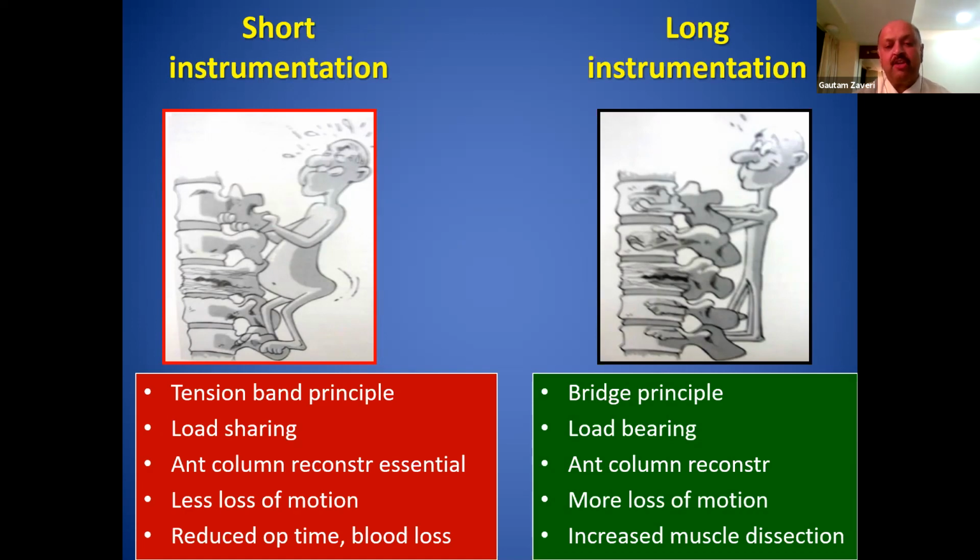A longer instrumentation means that if you have to fix two levels above or below or anything more than that, this works on the bridge principle, where the bridge plate spans a weak area. But when you are spanning a weak area, you require more holes in the bone above and below. In these patients, often anterior column reconstruction is unnecessary. But because you are fixing more levels, there is more loss of motion. There is increased muscle dissection during surgery with increased blood loss and operative time.